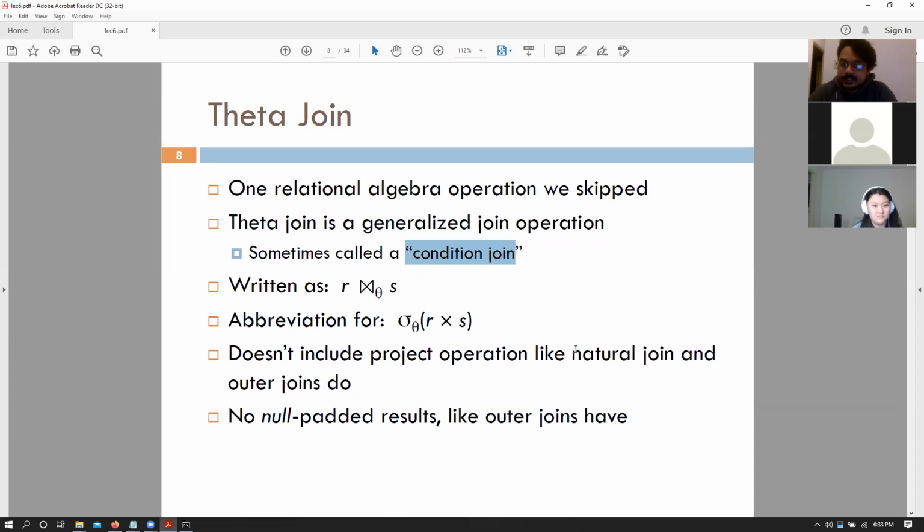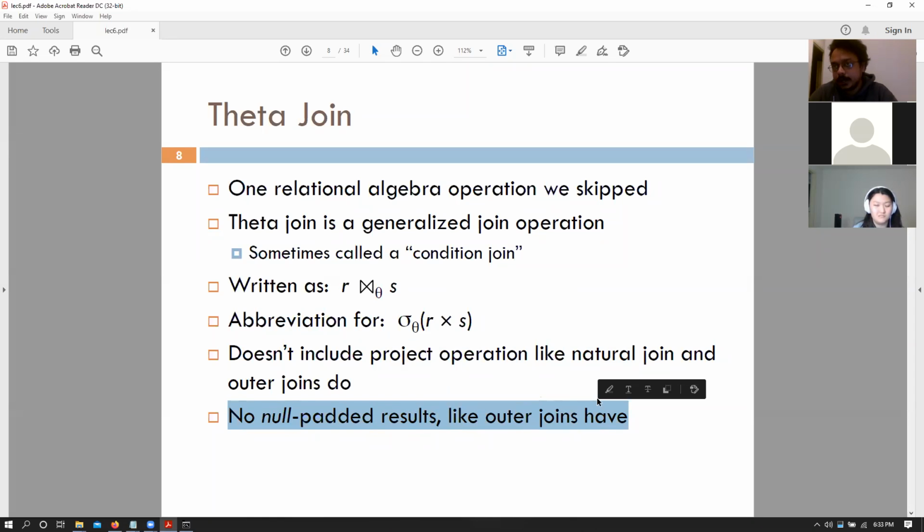So if you remember, the resultant schema of a natural join removed all the common attribute names and had just one entry for every common attribute name. A theta join does not include a project operation. So you would need to specify your own project operation on top of that. That is why we say that a theta join is essentially a select operation on your Cartesian product. Null padded results are not allowed in a theta join, unlike an outer join. However, you can actually have a left outer theta join and a left inner theta join, and right outer theta join, sorry, and things like that. Okay.